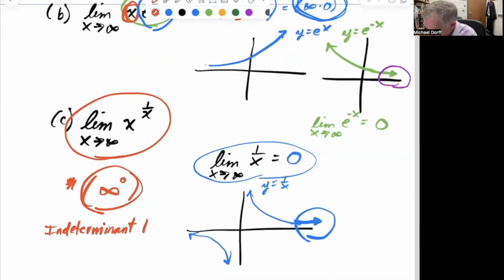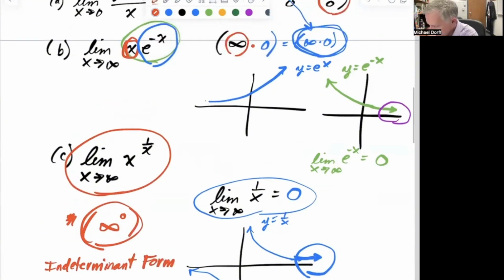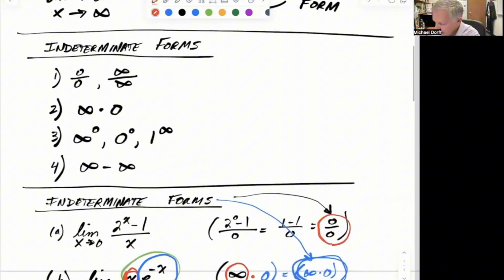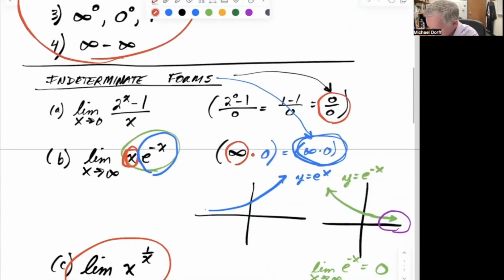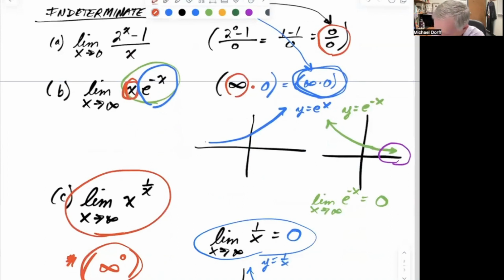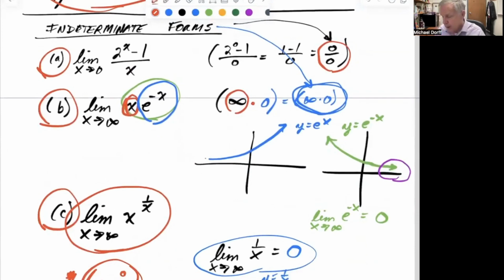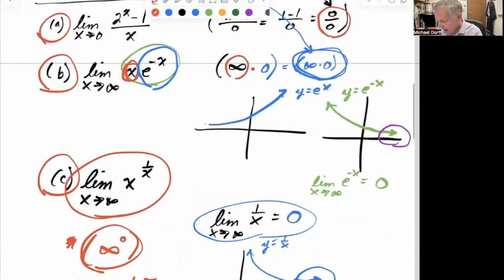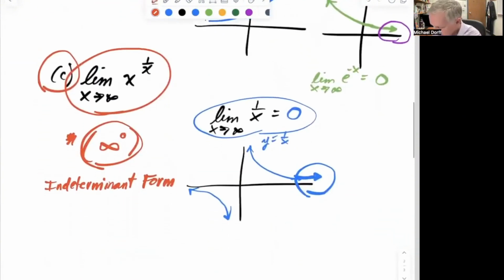And so there are several different ways an indeterminate form can look. Again, we have the most common ones listed up here, and we did 3 examples of types of problems. A, B, and C are all examples of different indeterminate forms, where A is 0 over 0, B was infinity times 0, and C was infinity to the 0 power.